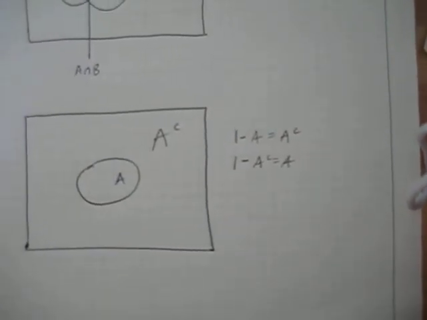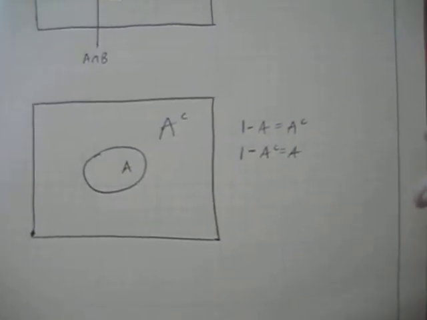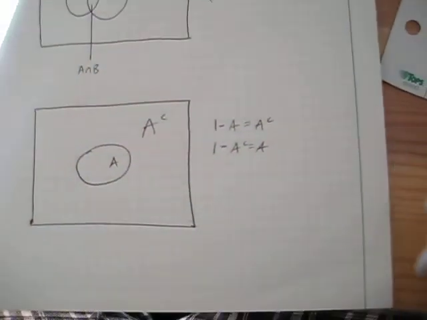Essentially, the complement of any set is whatever is not in that set. So as you can see here, the complement of A is going to be A^C.